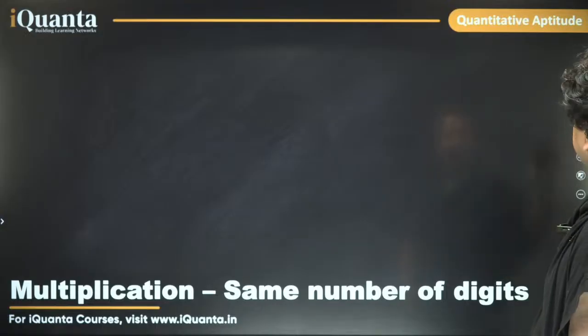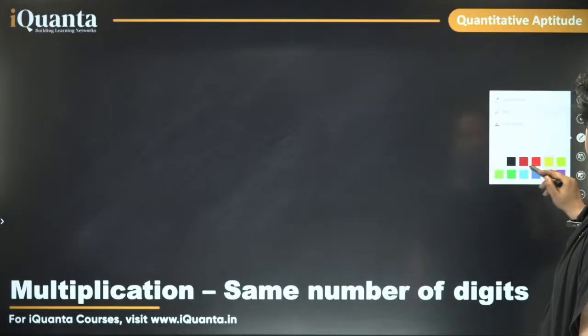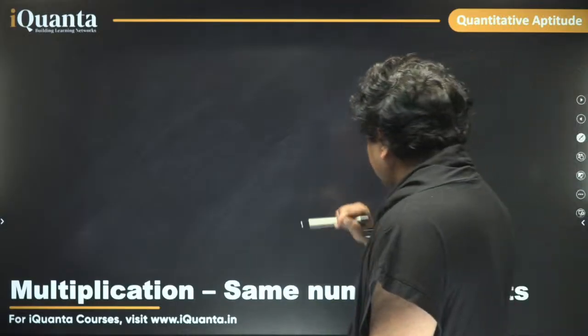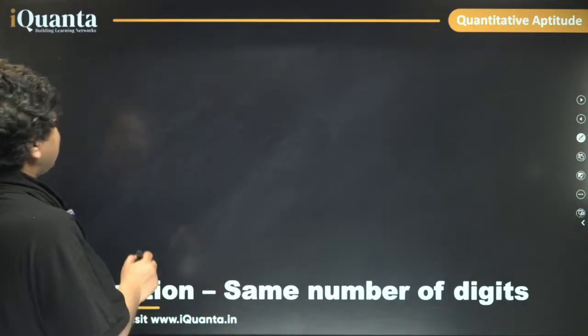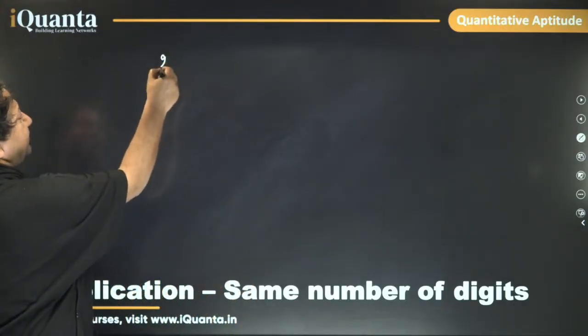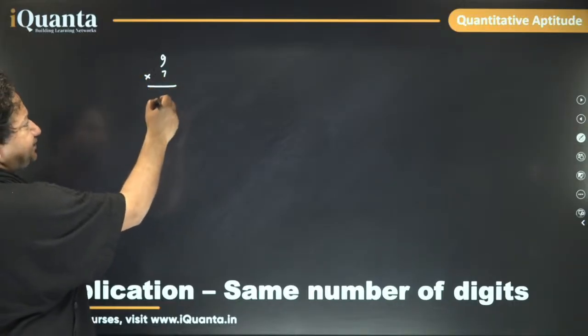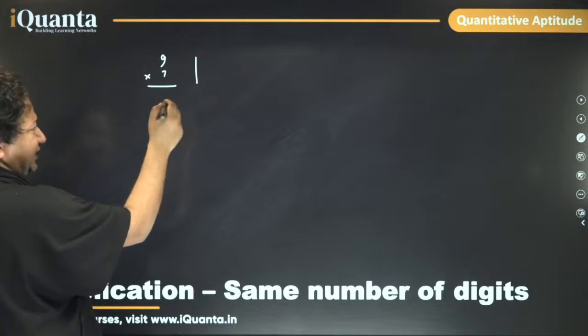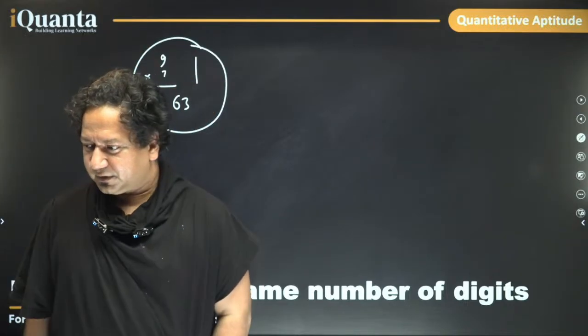The next is whenever we have different bases. So when the bases are different but digits are the same. For example, we have 9 multiplied by 7. One digit number, so we'll just multiply it vertically. 9 sevens are 63. That's it. Okay, you know that. Nothing new here.